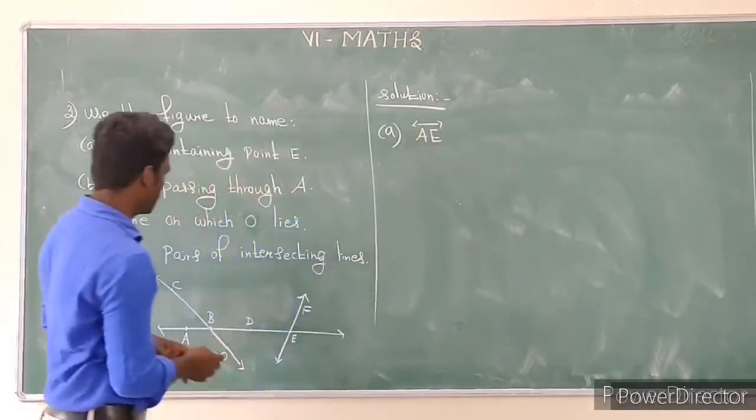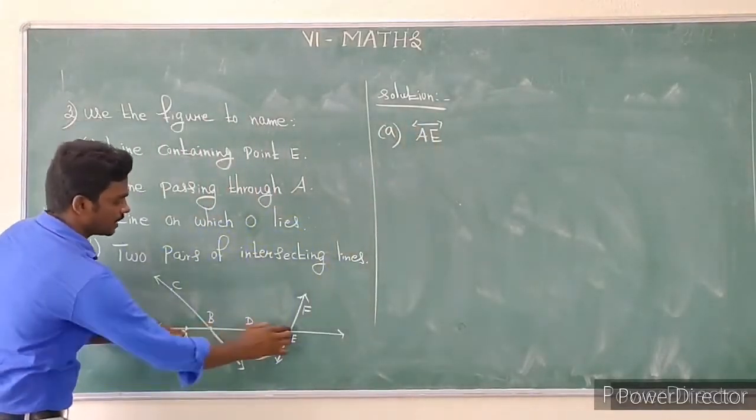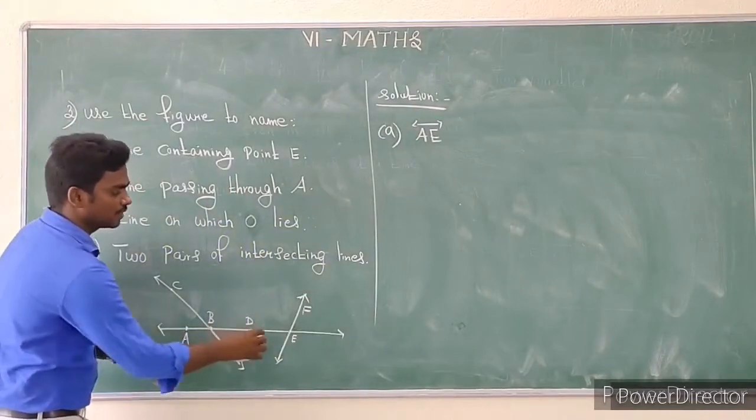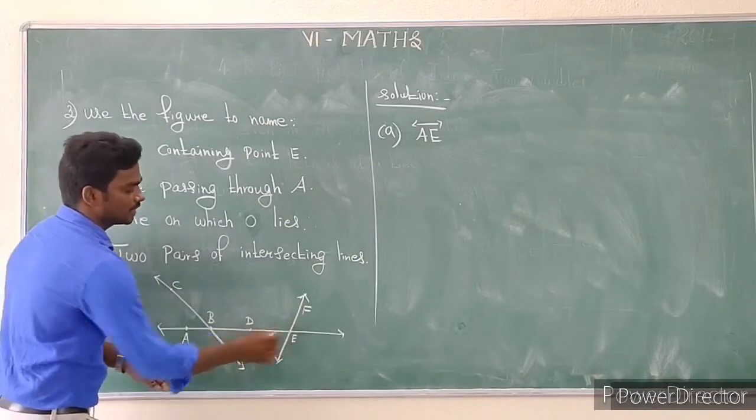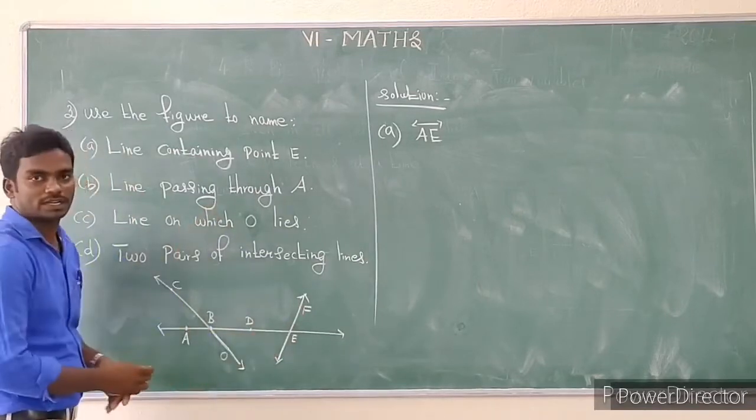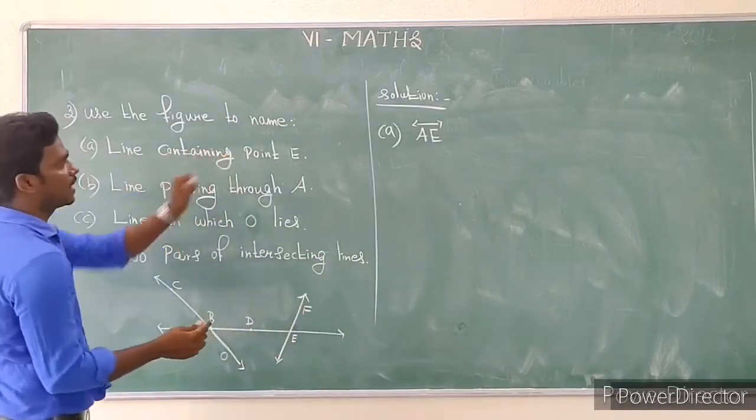Line containing point E. We can write AE. So AE is a line which contains point E. Otherwise we can write AE is also a line. Next, AD is also a line which contains point E. We can choose any one line, right? So a line containing point E.